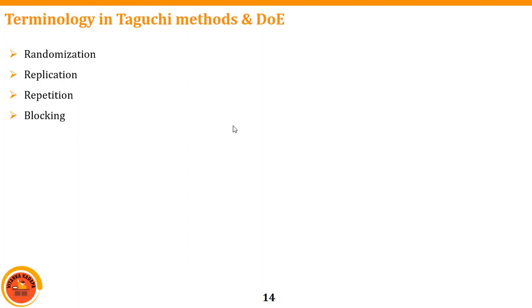Blocking. See, blocking is also very similar to our randomization, because I have to maintain these particular levels. The first level I have to take in one particular block, the second level in another block, the third level in another block. It is called a nuisance variable. So each block will have a single level. Correspondingly, it is going to affect the output response. That is why blocking is required. I will show the blocks sometimes in some kind of L18 array. You can see that kind of blocks there.